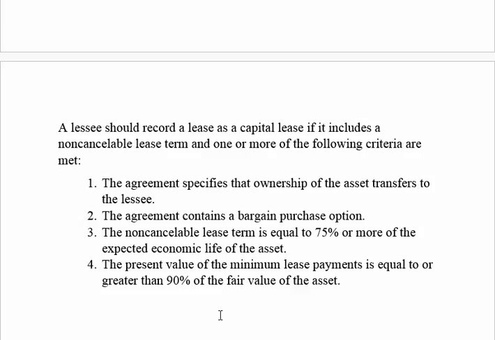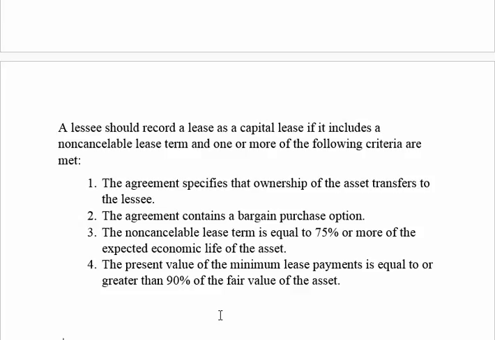The agreement contains a bargain purchase option. So maybe at the end of the lease term, the property is going to be worth $100,000, but we say at the end of the lease term, the party can buy it for $50,000. Then that's a bargain purchase option. It is essentially a sale.